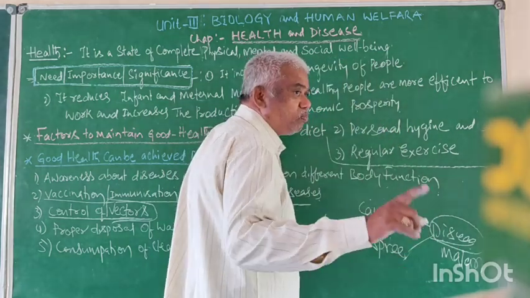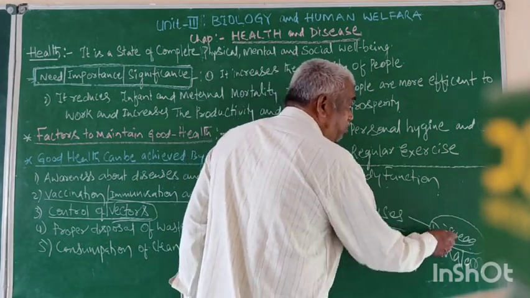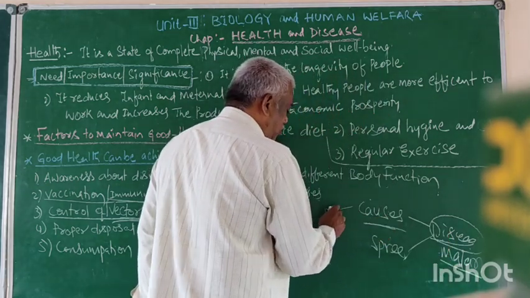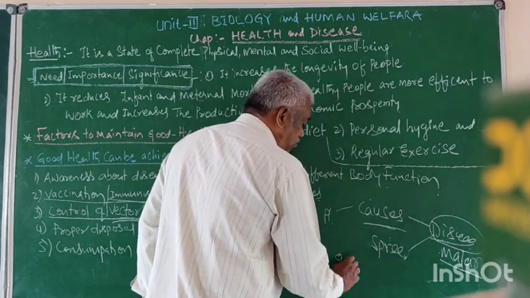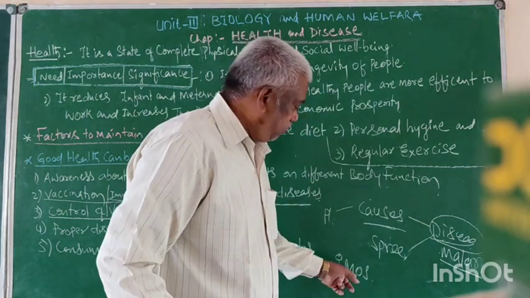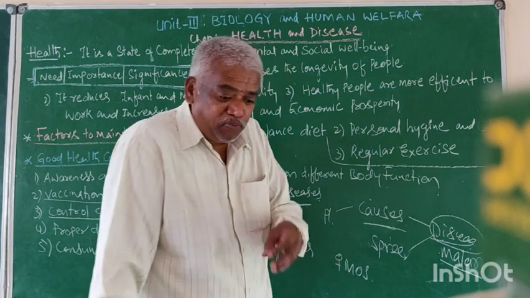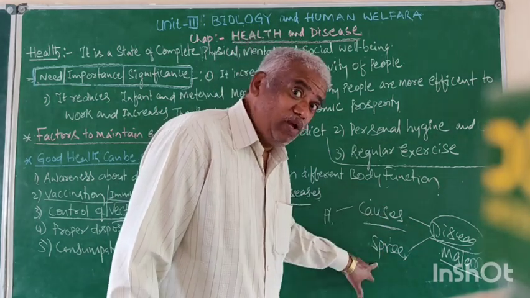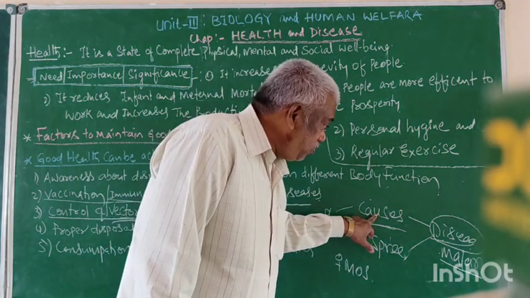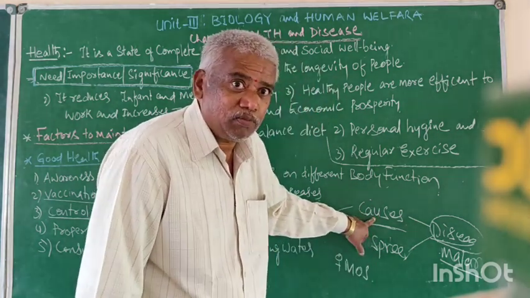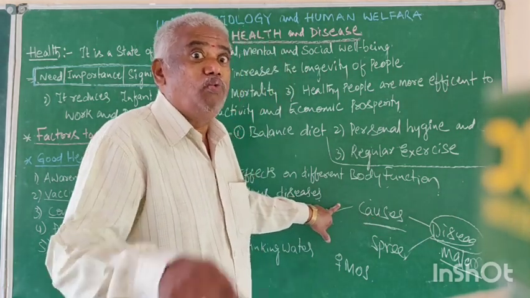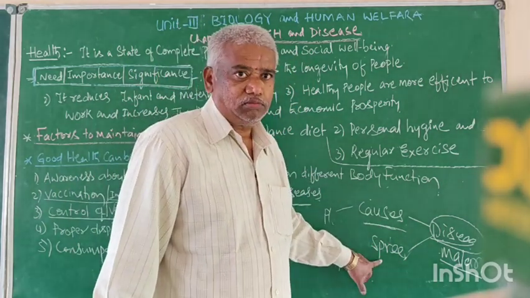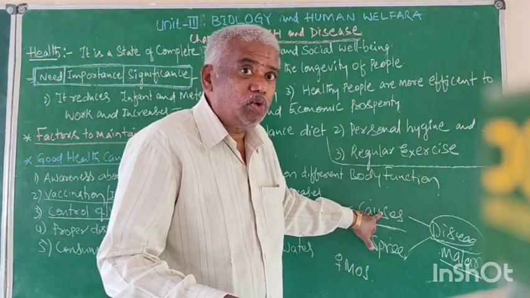We must discuss two important aspects: the cause of disease and the spread of disease. Taking malaria as the example, malaria is caused by Plasmodium. Malaria is spread by the female mosquito. That means the female mosquito carries the Plasmodium from one person to another. Both are living organisms. The living organism that causes the disease may be bacteria or a virus. Another living organism spreads the disease. Both are living organisms responsible for the disease.